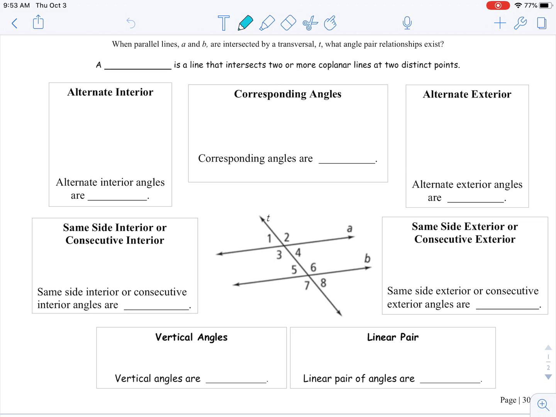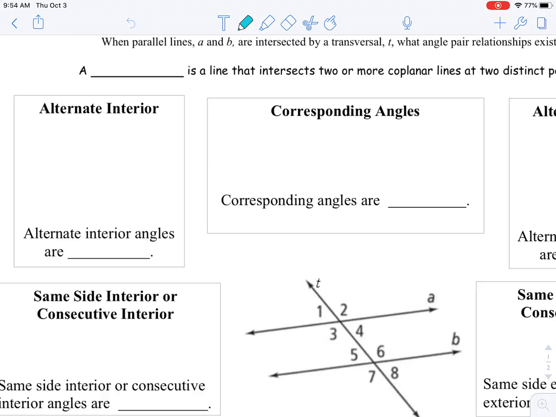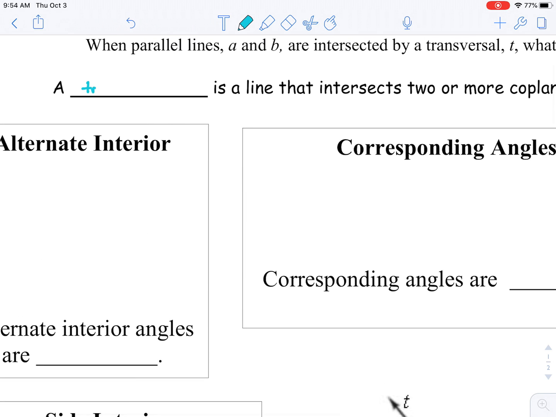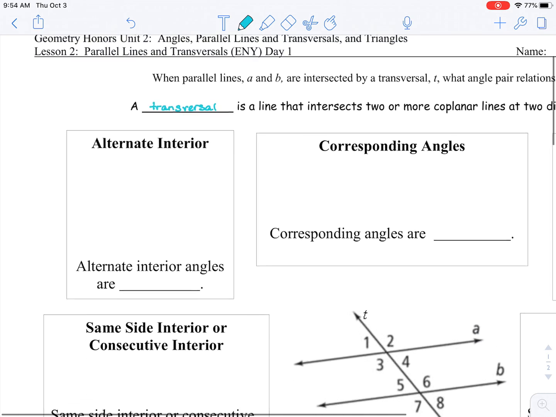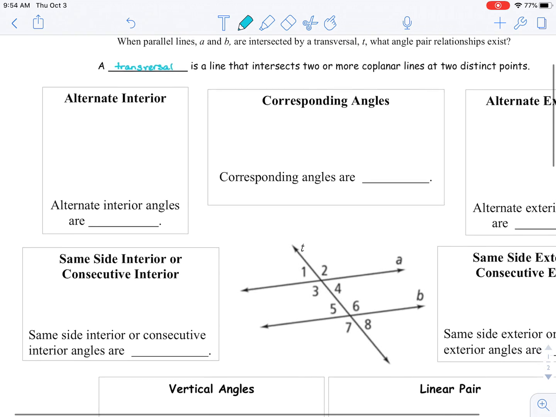But we're talking about angles still, but it's certain angles that occur when you end up having two parallel lines and what's called a transversal. So the first thing on page 30 is the word transversal. So a transversal is a type of line, but it's a specific type of line that intersects two or more coplanar lines at two distinct points.